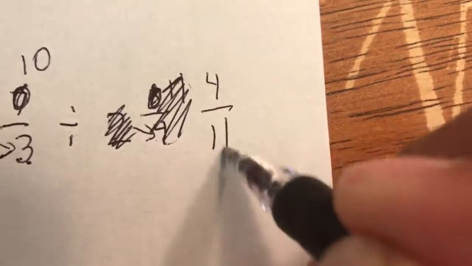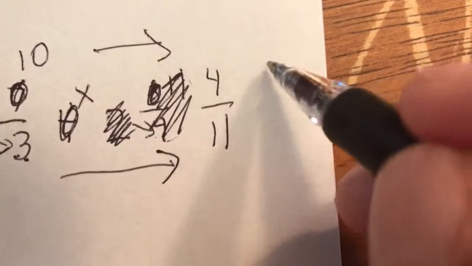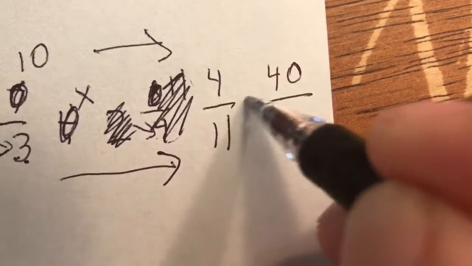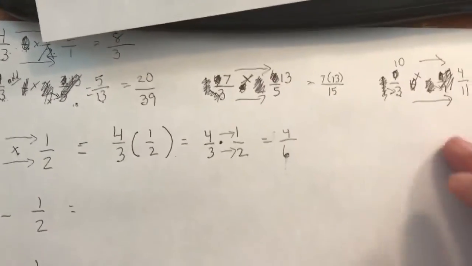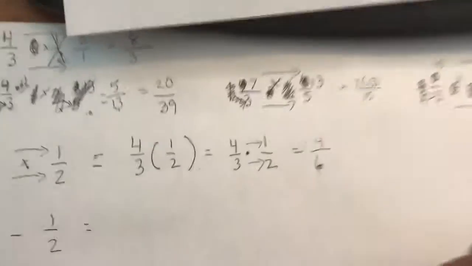Now, because it's division, how do we change to multiplication? We just swap numerator and denominator. So now I can put 4 on top, 11 on the bottom, changes to multiplication. And then we can always multiply across. And when we have multiplication, we just multiply across. So we get 40 over 33. So, there's a pattern. Recognize the pattern.